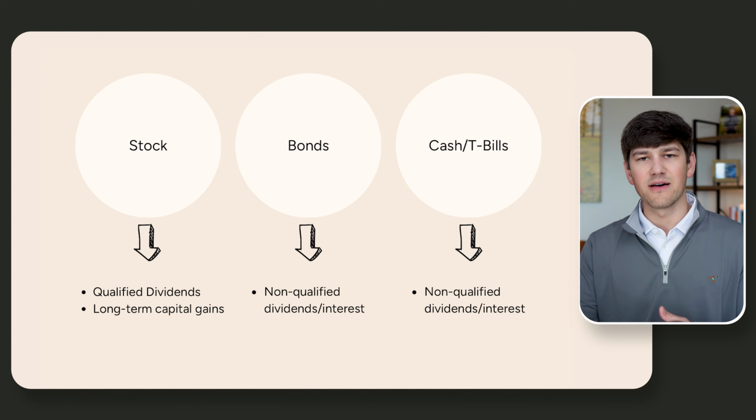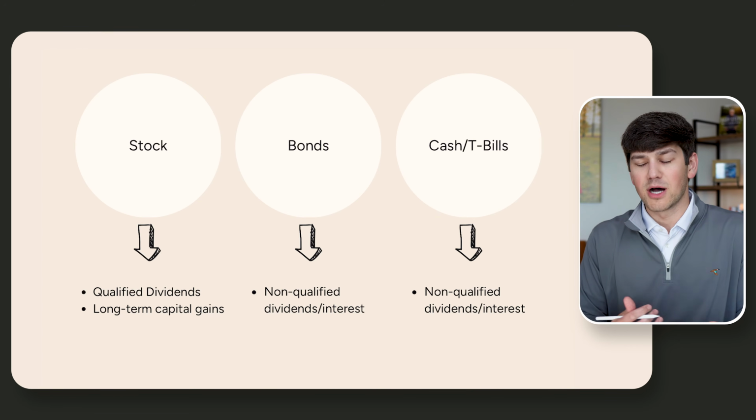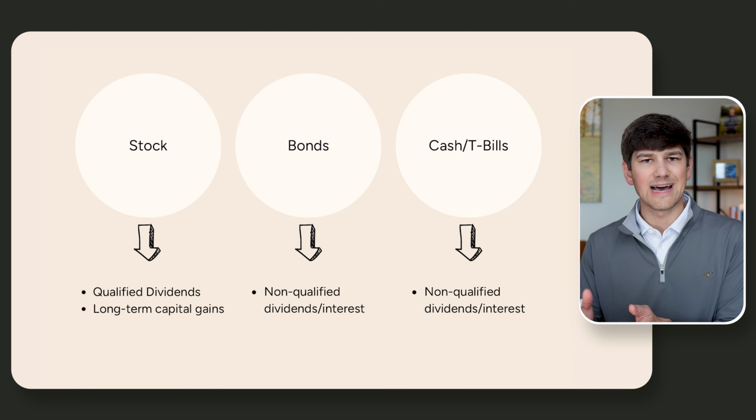Bonds, they're always going to have interest or dividends. If it's a bond fund, they're always going to have short-term or non-qualified interest or dividends, meaning you're going to pay normal income tax rates on the income that those bonds or treasury bills or whatever it might be are producing. You can receive a long-term capital gain rate if you hold a bond fund for longer than a year and it has appreciated.